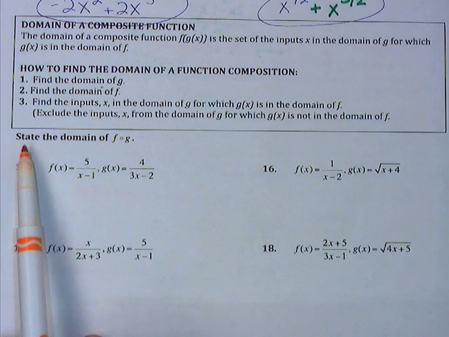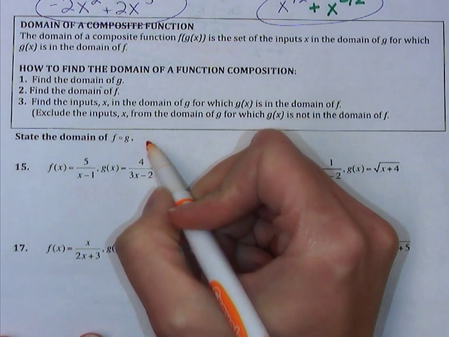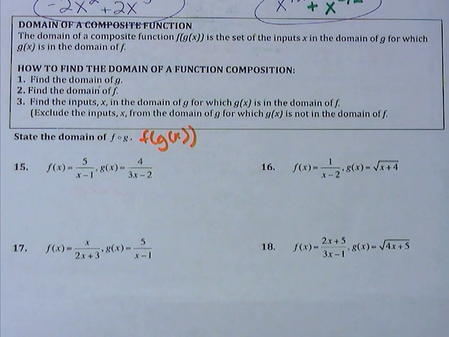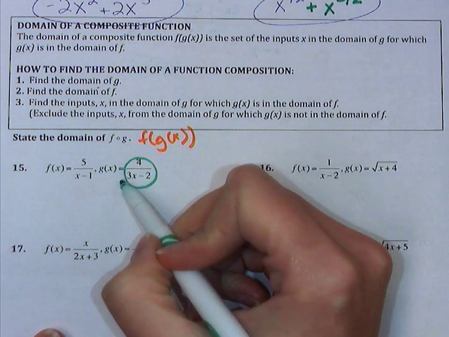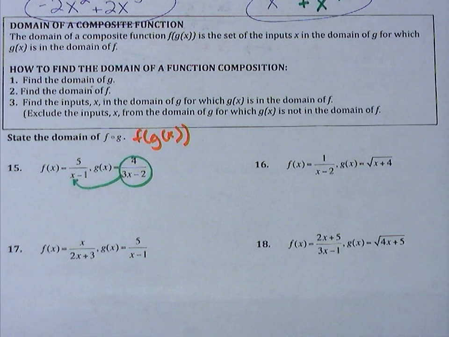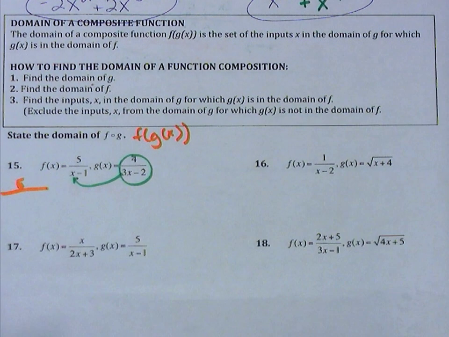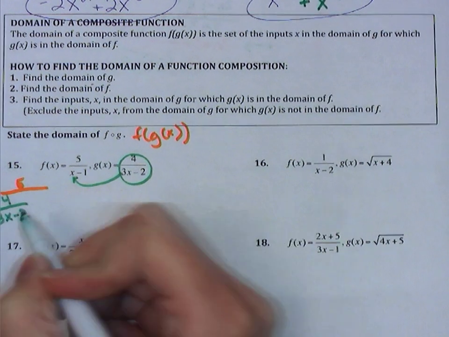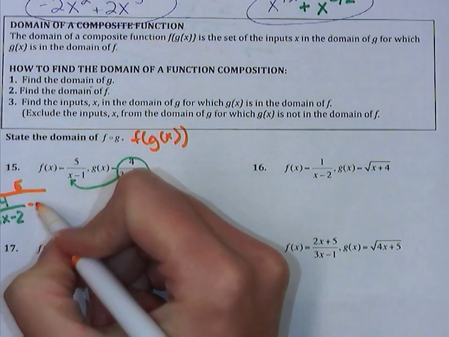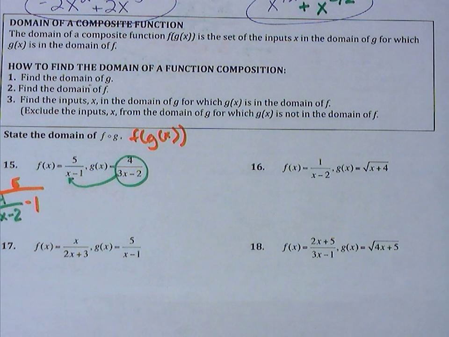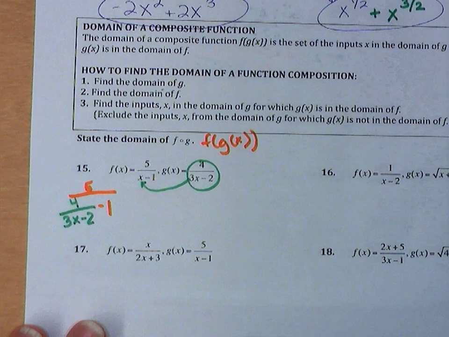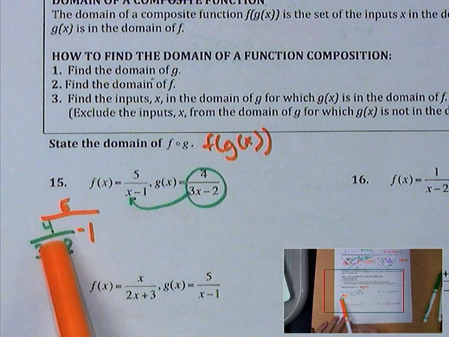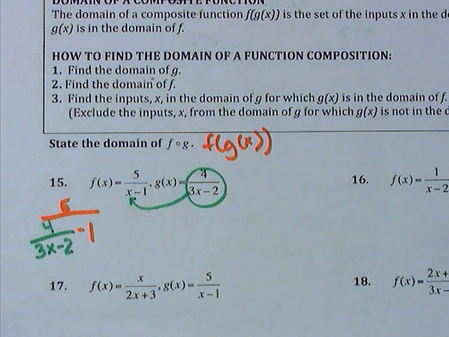So if you have F composed of G, remember that means F of G of X. So you're going to take G of X and sub it into the F function where the X is. So you get 5 over 4 over 3x minus 2 minus 1. So you basically have two denominators. I'm going to zoom this in. You have a denominator here, the small one, and then you have a big fraction bar here.